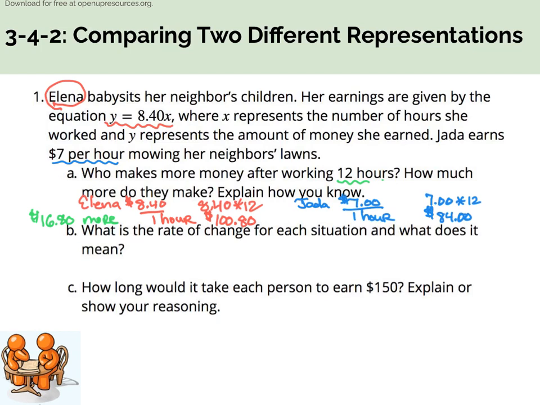And then for B, what is the rate of change for each situation? So again, the rate of change is where we have the denominator having the number 1. So Elena's rate of change is $8.40 per hour. Jada is $7 for 1 hour. And what does this mean? So Elena, for every hour that she works, she makes $8.40. For Jada, for every hour that she works, she makes $7. And then how long would it take for each person to earn $150? So let's think about it. Let's go back to Elena's equation. Elena's equation was y equals 8 point. For some reason, my pen's not working today.